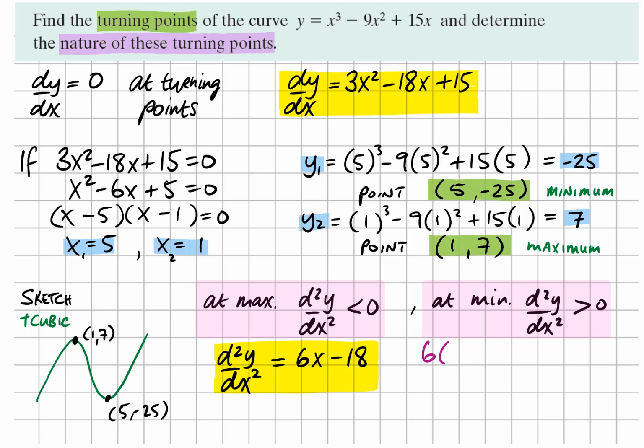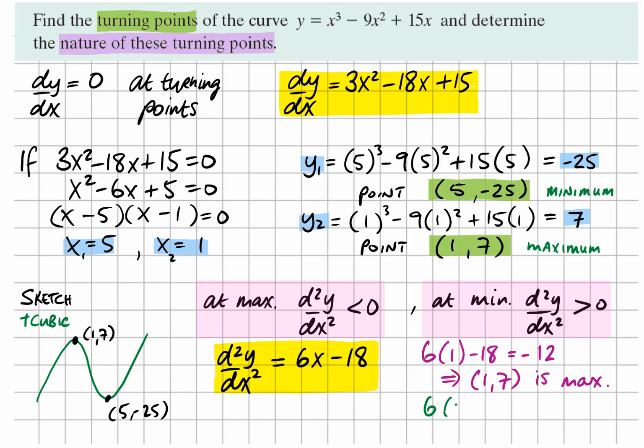Well, we're going to check our points. So we know that our x value is 1 for one of them. And if we sub 1 in for x here, we see it gives an output of negative 12. Negative 12 is less than 0. So that means when the x value is 1, that must be a maximum as opposed to a minimum. So that's the proof that that's a maximum.